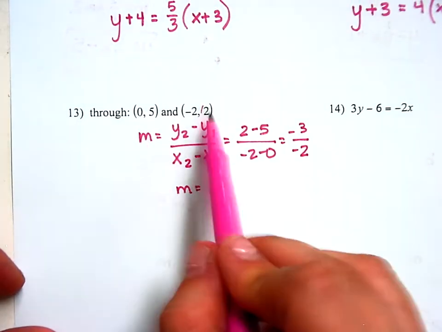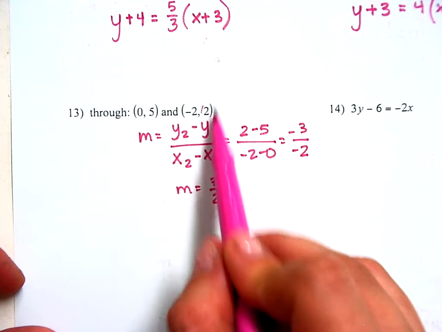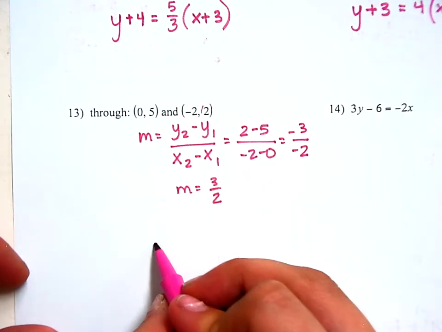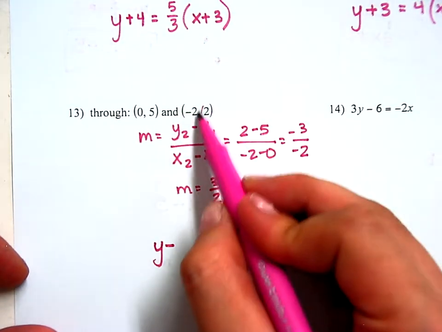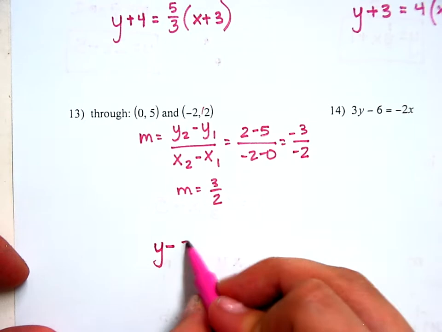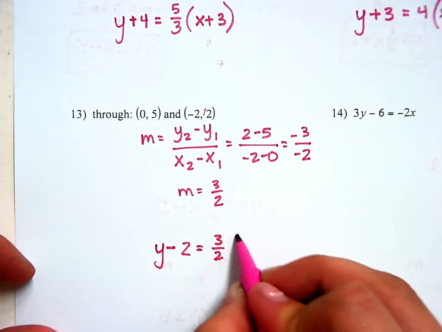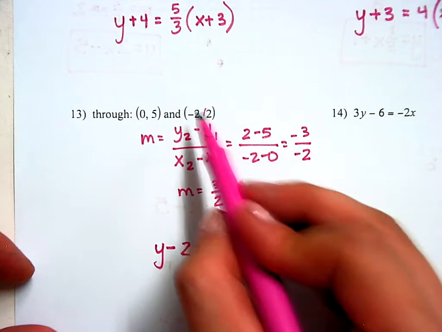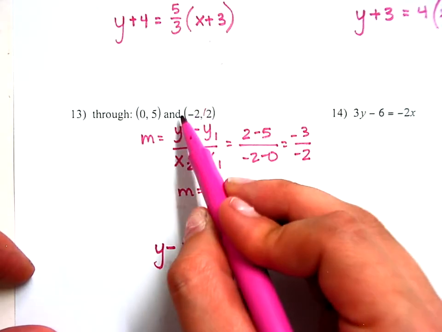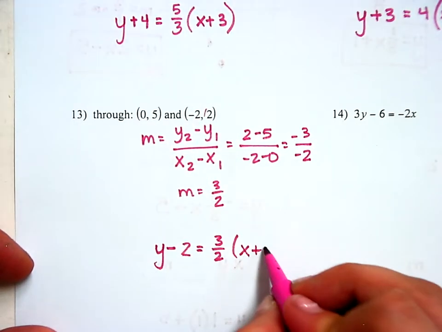Go ahead and pick any point you want. I'm going to pick this one right here to write my equation. So y minus 2, because that's my y value, equals, write your slope, 3/2, and then in parentheses, you're going to write x, but now it's going to be plus 2 because that's a negative number. Just like that.